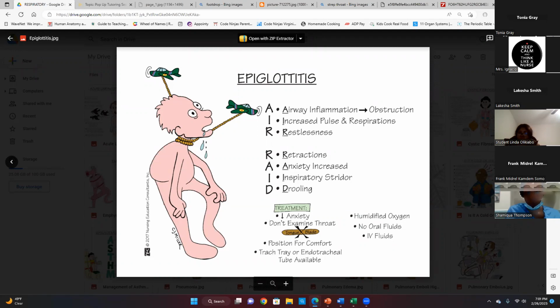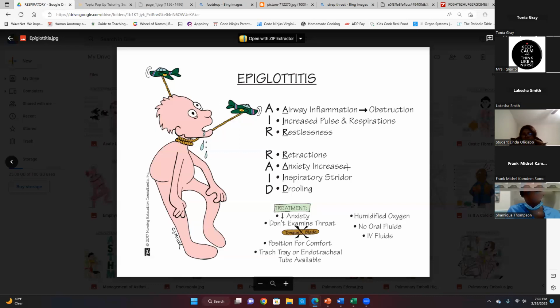So we want to continue to monitor the patient for signs and symptoms of respiratory distress. We need to make sure that we are ready with an artificial airway. We also want to make sure we get a full set of vital signs, and I'm really going to be focusing on that oxygenation. That's going to be important. This patient's main goal, like Linda said, is to maintain a patent airway. Do not stick anything down their throat.